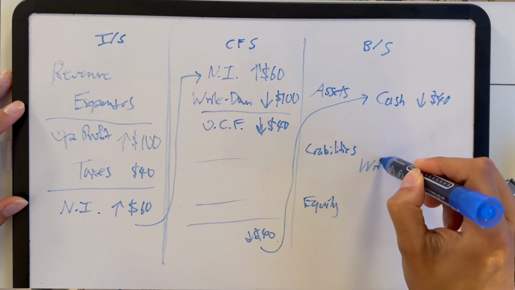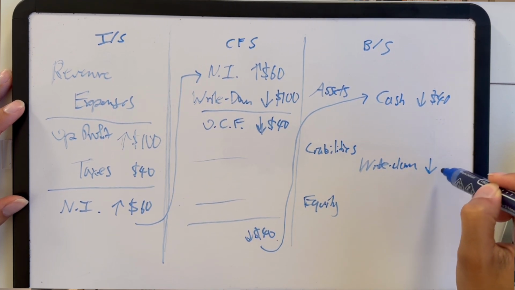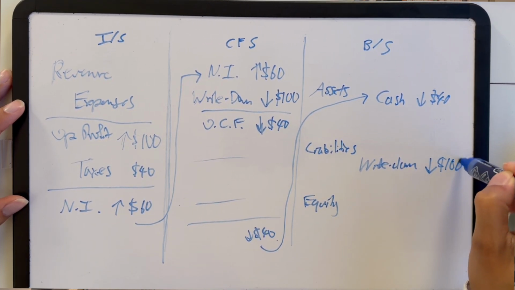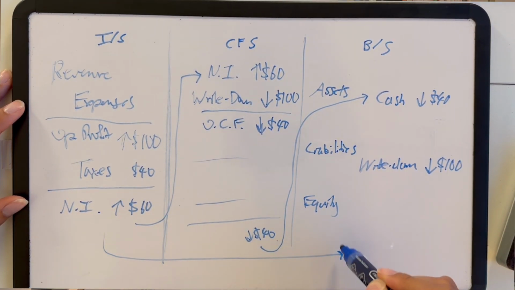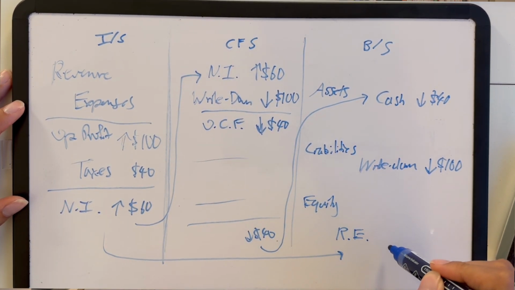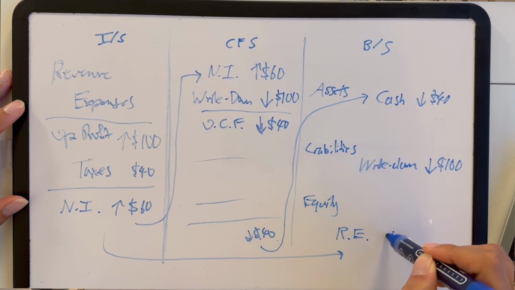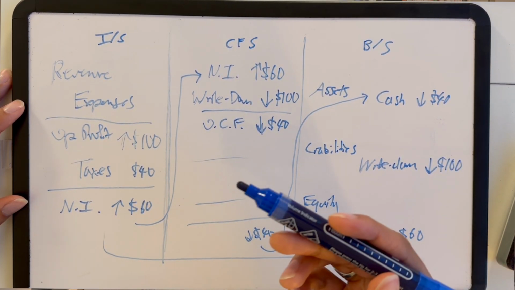Because we're writing down debt, the liabilities on our balance sheet have now just been wiped away. So our liabilities, because of the write-down, are going to go down by $100. And then for equity, net income flows over to retained earnings. So retained earnings, remember this is up by 60. Up by 60, and overall equity is up by $60.